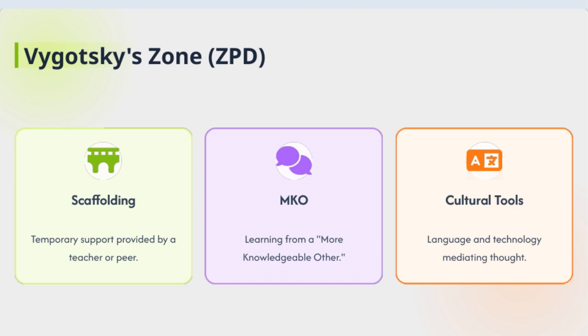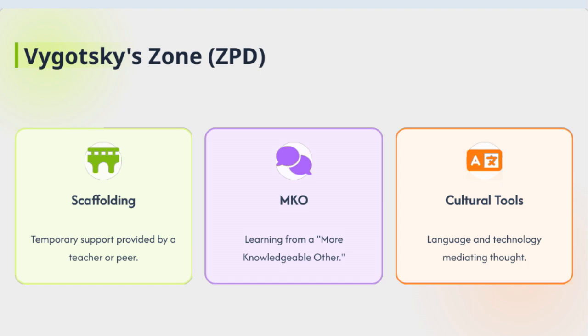This support is often called scaffolding, and it helps us build understanding step by step. Now, a crucial concept connected to this is Vygotsky's zone of proximal development, or ZPD. It's essentially the space between what we can do on our own and what we can achieve with help. The ZPD highlights the importance of social interaction and guidance in learning. When we receive support within this zone, we're more likely to develop new skills and deepen our understanding.